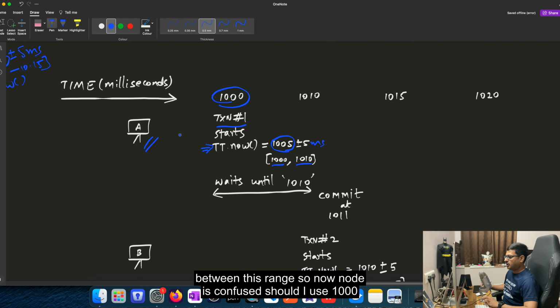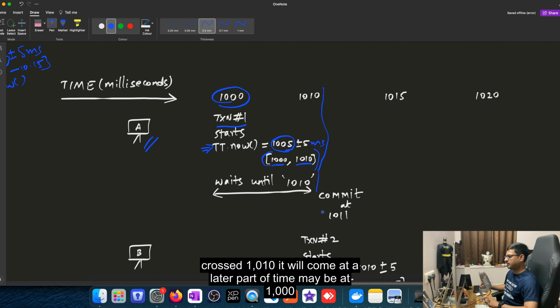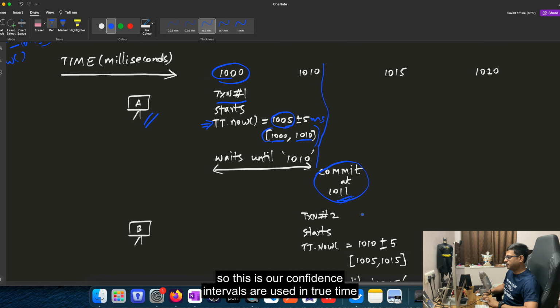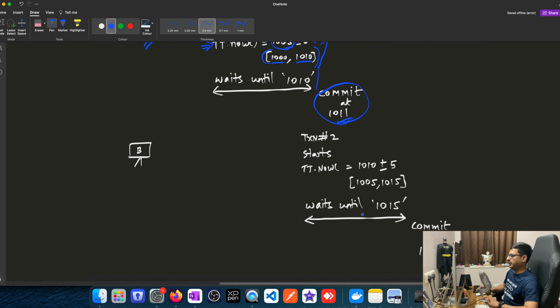So now node A is confused. Should I use 1000? Should I use 1005 or 1010? In order to avoid any confusion, it will decide to wait until 1010. It will wait until the local time crosses 1010, just to be sure that this interval range is not violated. Once the timestamp has crossed 1010, it will commit at a later point of time, maybe at 1011. So this is how confidence intervals are used in TrueTime.